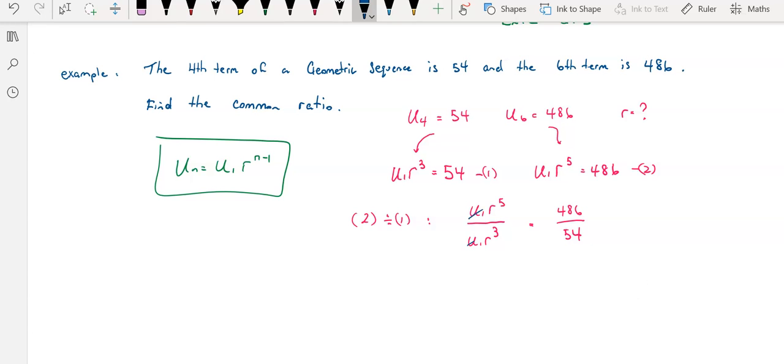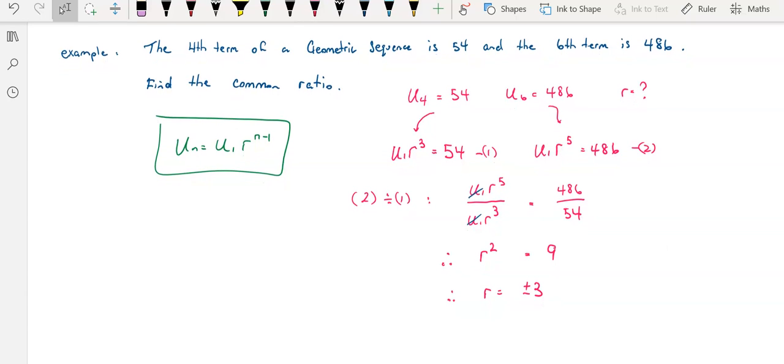My u1's now cancel, and I'm left with, on the left-hand side, r to the 5 over r cubed, which is r squared, and 486 over 54, I believe, is 9. So therefore, r is equal to plus or minus 3. Could it be either? Well, yes, it could. Either value of r is valid for this question. The common ratio could be 3 or it could be negative 3.